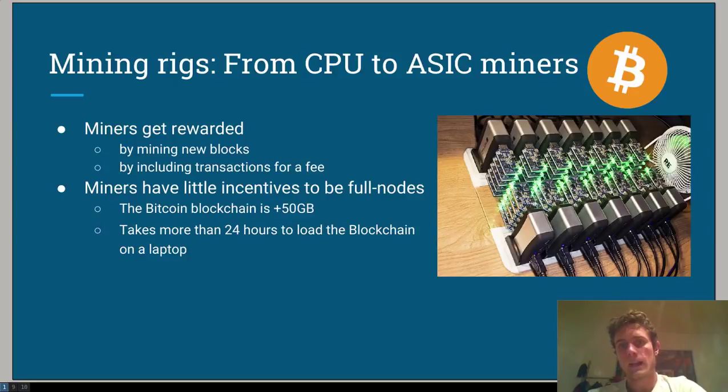The problem is that ASIC miners and some miners have very little incentive to be full nodes. Full nodes means that they have the whole blockchain on their computer. Since it's a public ledger, every transaction that's done is also public, and every node, every miner, every full node needs to have everything stored. But the problem with Bitcoin is that you can mine without being a full node.